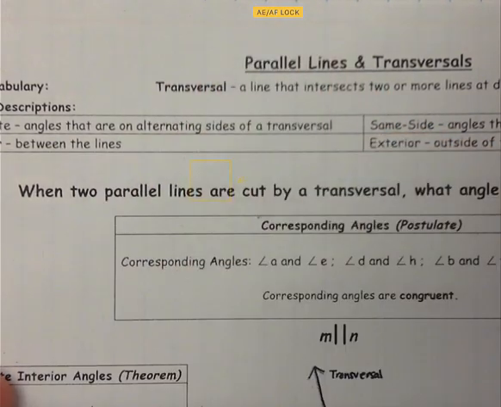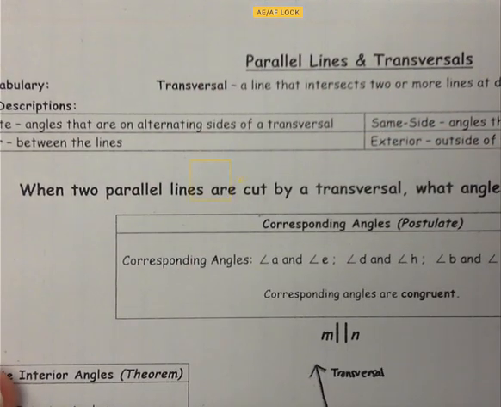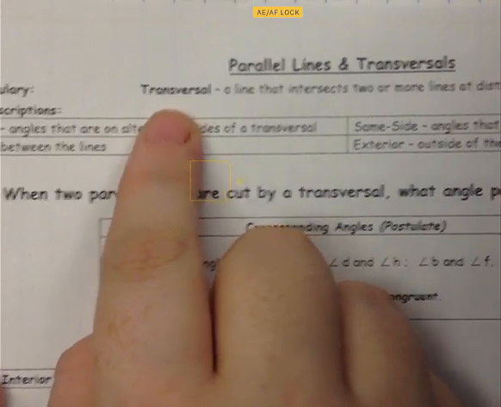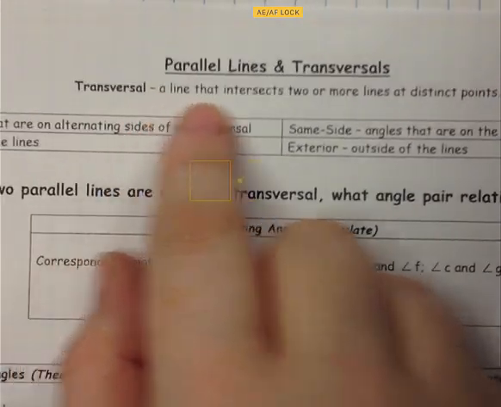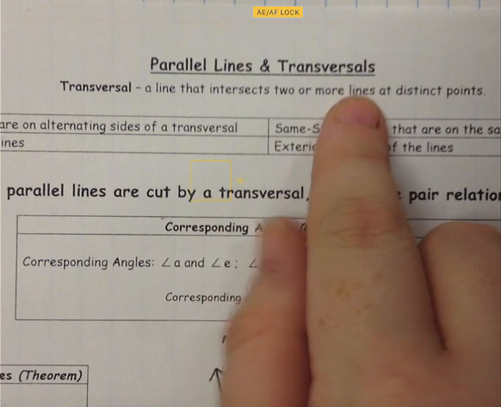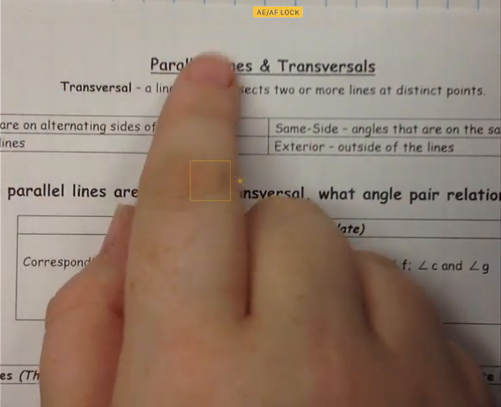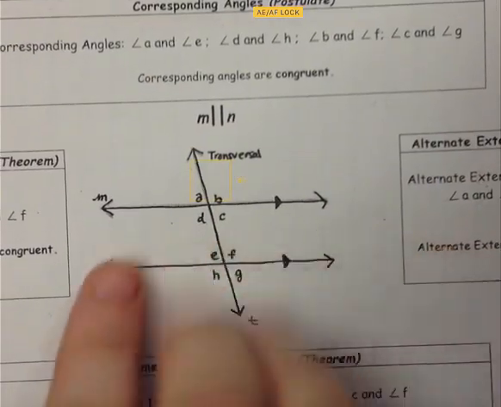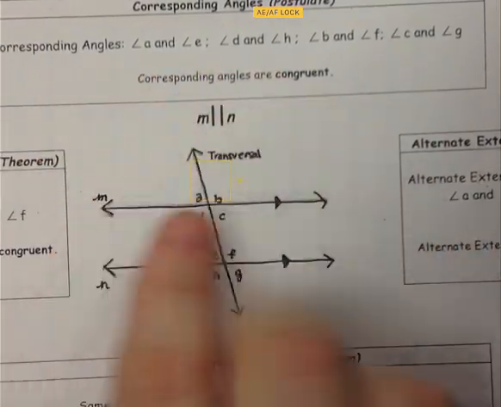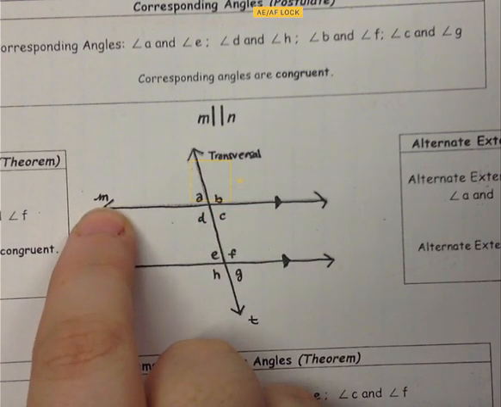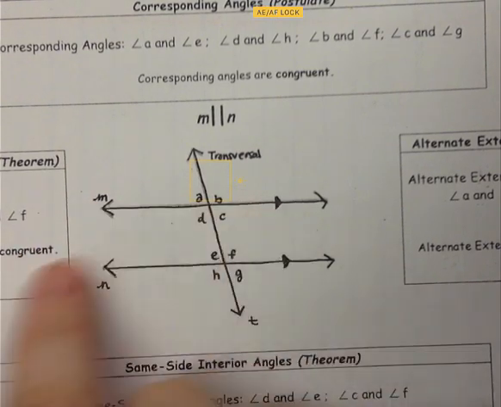Parallel lines are lines that never intersect, so they'll never cross each other. And a transversal is a line that intersects two or more lines at distinct points. The transversal does not have to intersect parallel lines. So to explain what a transversal is, on this picture right here, we have line M and line N that are parallel to each other.